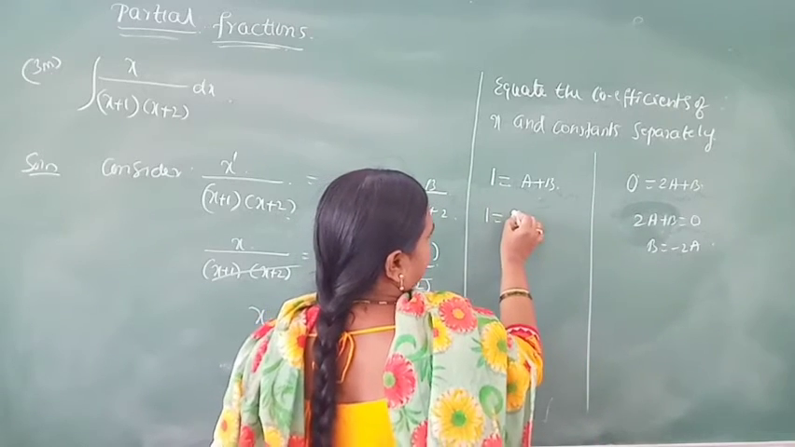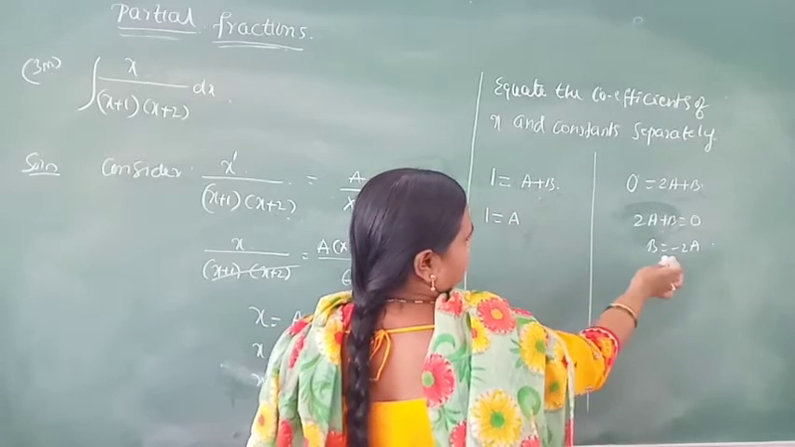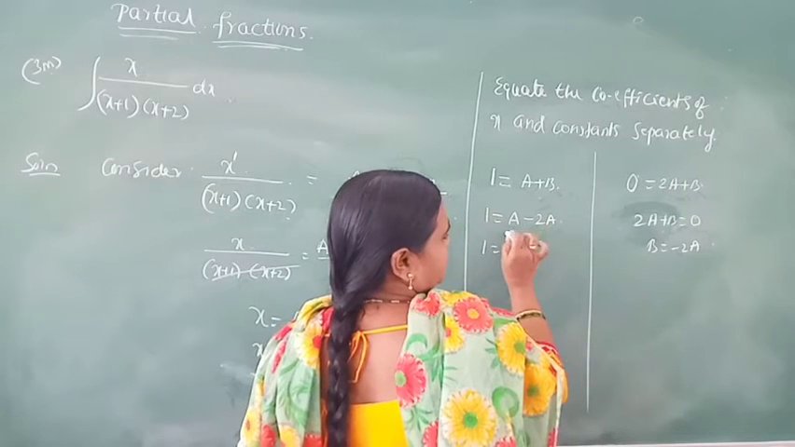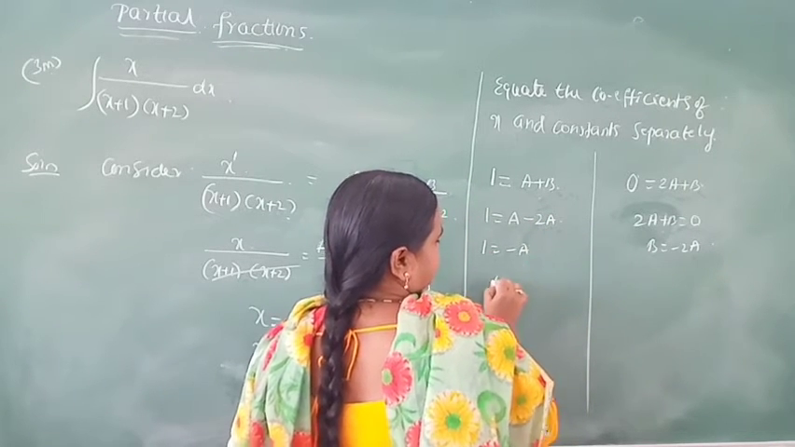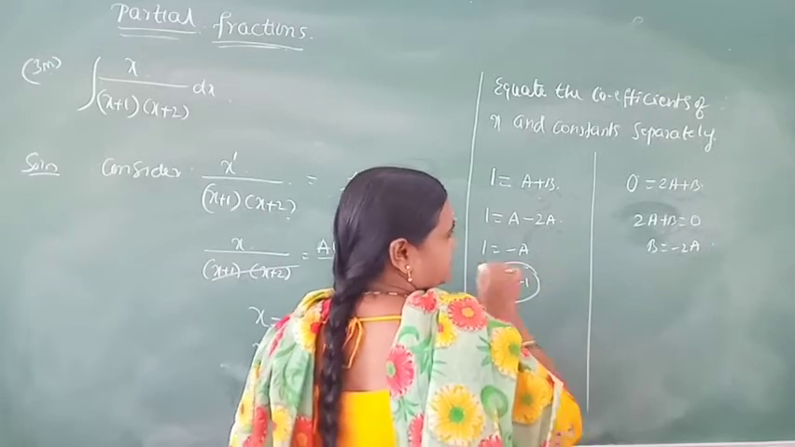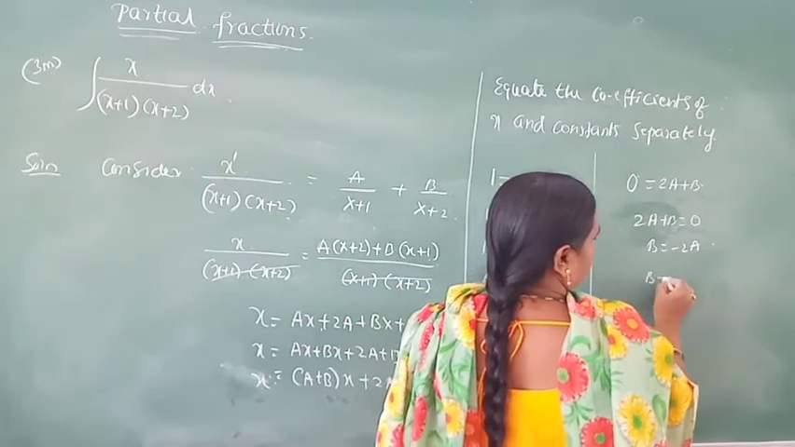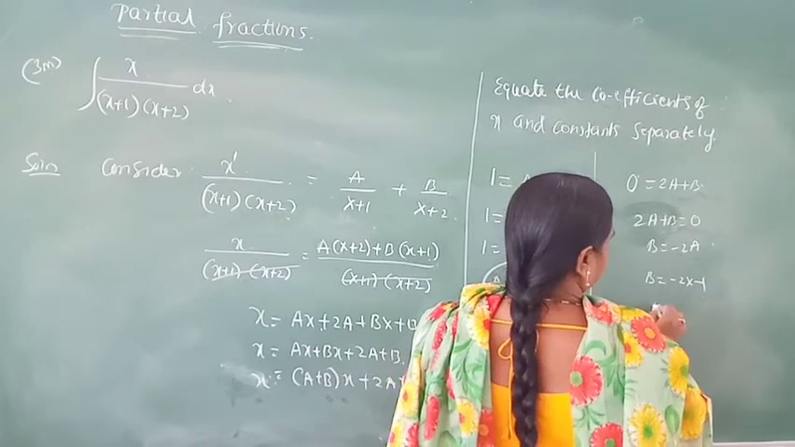1 equal to a as it is. What is your b? Minus 2. Means 1 is equal to a minus 2a minus 2. A equal to what you get? Minus 1. Once we know the value of a, we can substitute here. B equal to what? Minus 2 into minus 1. B value we get.